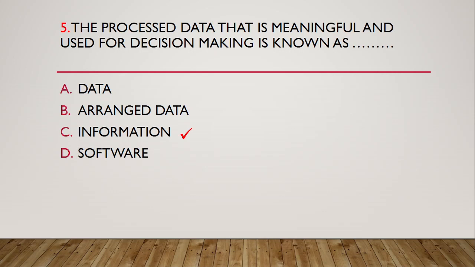Information. Now, before we move on to the next question, I want to explain a bit on the difference between data and information. Data is defined as unprocessed raw facts which do not have a meaning. Now, when that data has been processed such that it can be understood nicely and used for decision making, it becomes information.